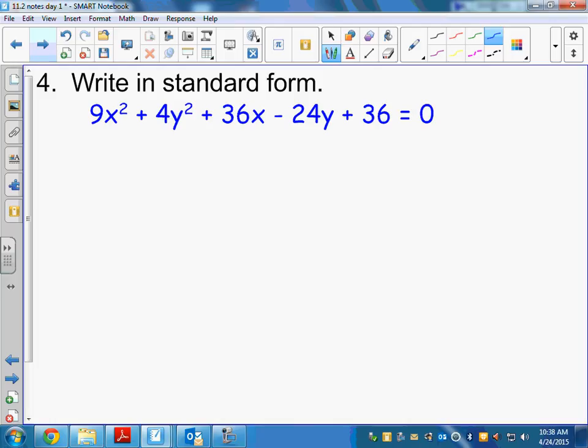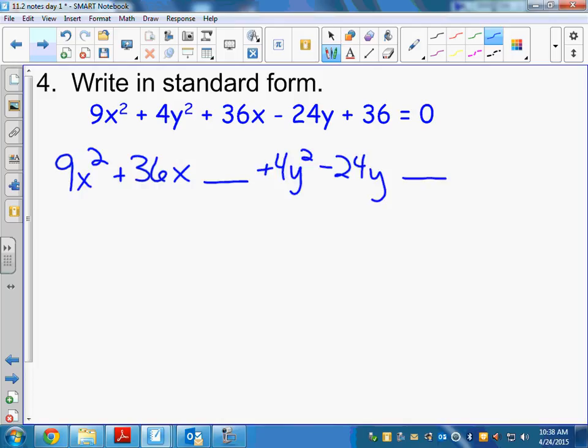So the first thing that I'm going to do is regroup this. I'm going to say 9x squared plus 36x, leave a spot to complete the square. And I'm going to say 4y squared minus 24y, leave a spot to complete the square. And then I'm going to move that negative 36 over. We did this with circles. The difference is now we're going to have fractions in it because it's an ellipse.